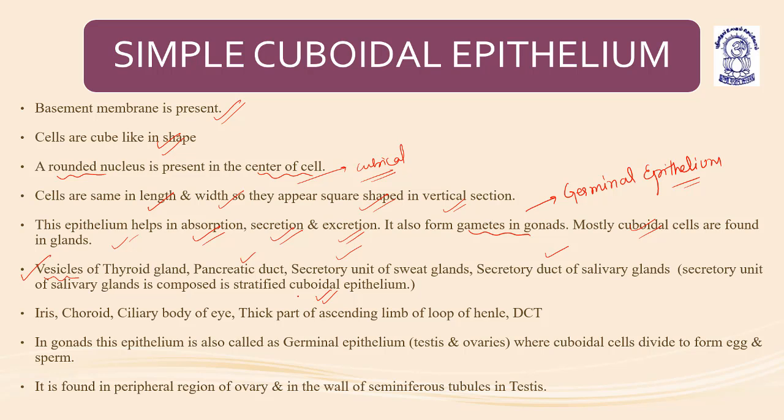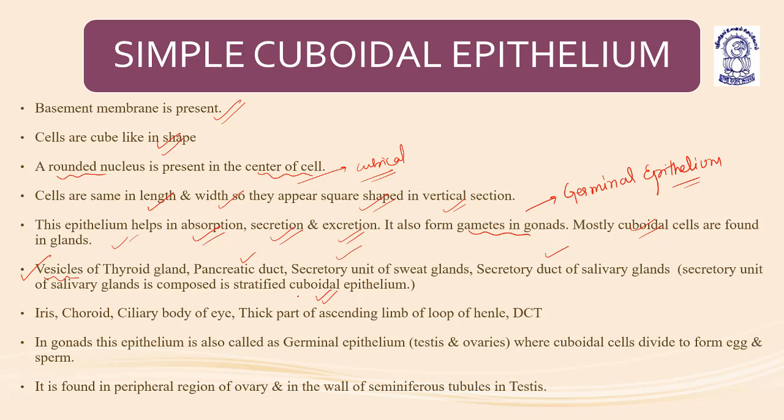The secretory duct of salivary glands has a covering of simple cuboidal epithelium, while the secretory unit of the salivary gland is composed of stratified cuboidal epithelium. So, the vesicles of thyroid gland, pancreatic duct, secretory unit of sweat glands, and secretory duct of salivary glands, not the secretory unit of the salivary glands.